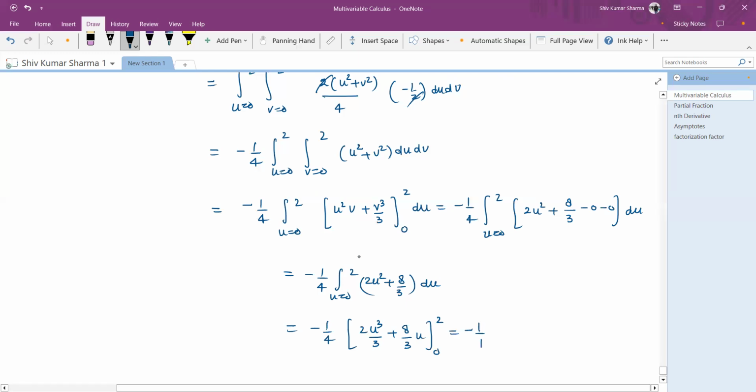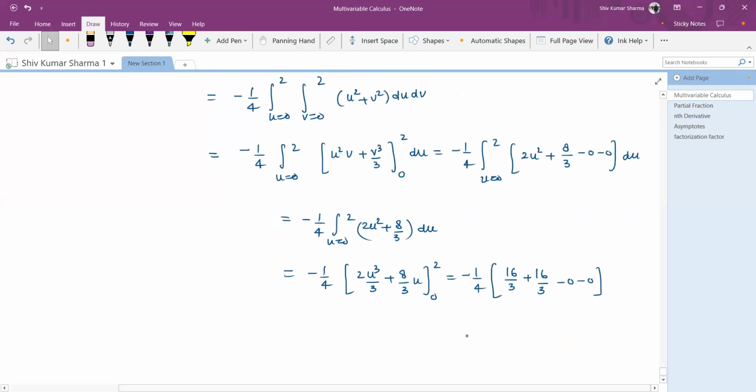So when we apply the limits, 2 to the 4 is 8, 8 to the 16, 16 upon 3 plus 16 upon 3, minus the lower limit, where both are 0. So 16 plus 16, so minus 1 by 4 into 32 upon 3. So 4 times 8 is 32. So this gives us minus 8 upon 3. So this is our answer: minus 8 upon 3.